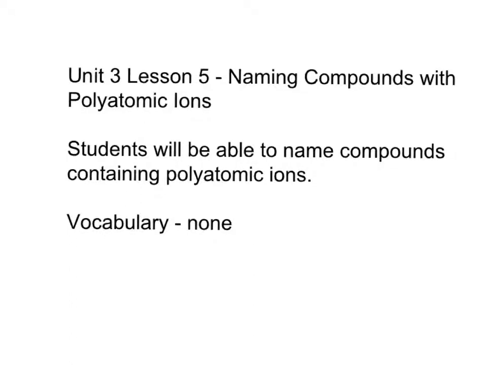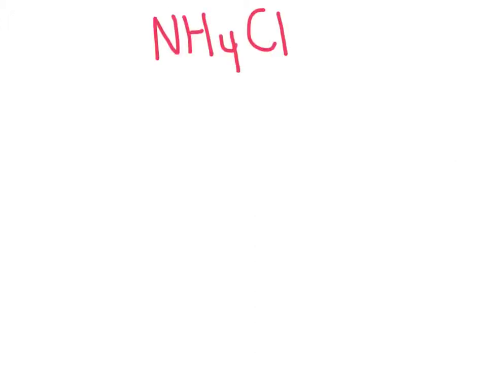Welcome to Unit 3, Lesson 5, Naming Compounds with Polyatomic Ions. And I just feel almost stupid saying this, but the objective is that students will be able to name compounds containing polyatomic ions. It is that simple. No new vocabulary. So this is a pretty easy lesson. It's going to be pretty quick here.